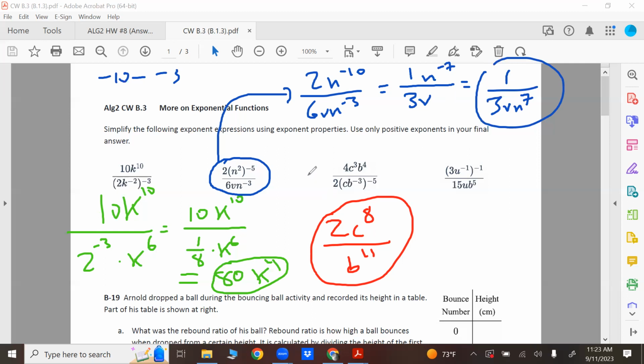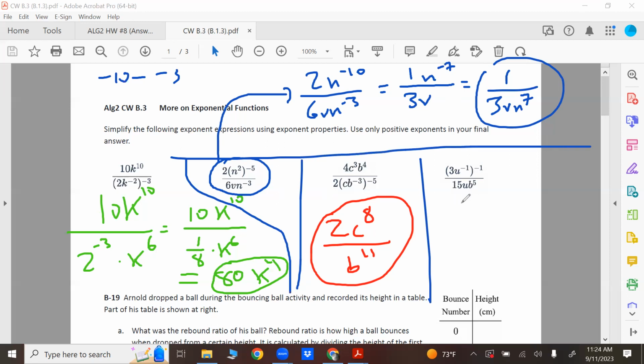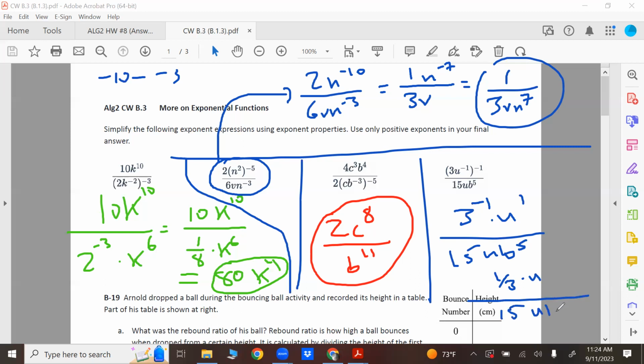Otherwise, you might go in circles. Then finally, this one here. That'd be 3 to the negative 1 times u to the 1 power over 15 u to the 5. Now, that's 1/3 up top, u straight up, and 15 u to the 5. The u's cancel, right? Final answer will be 1 over 45.